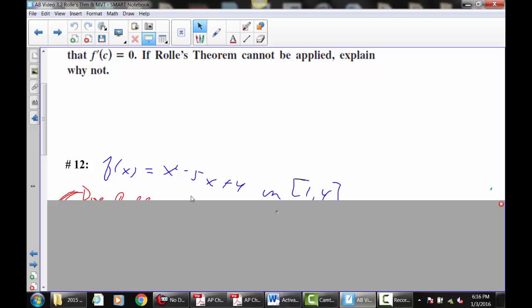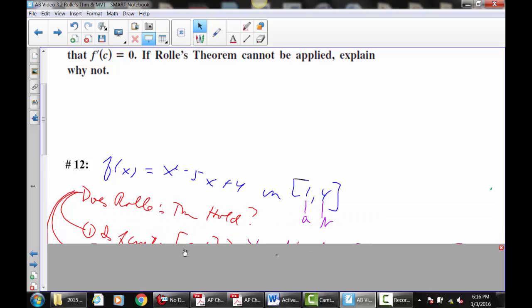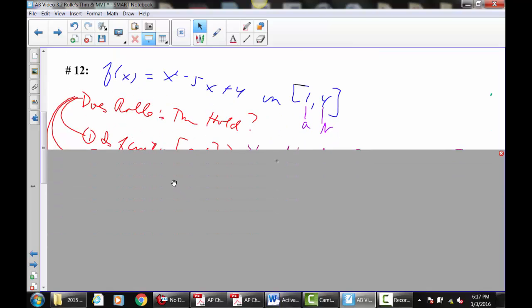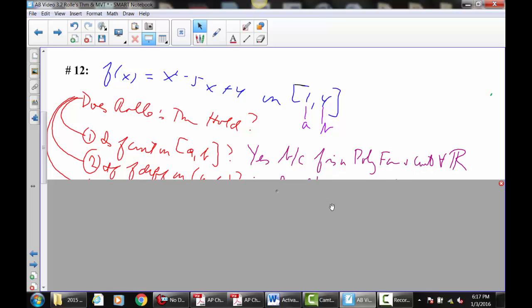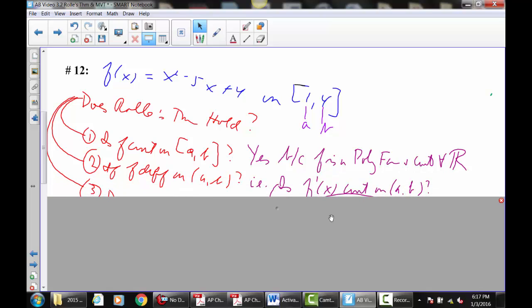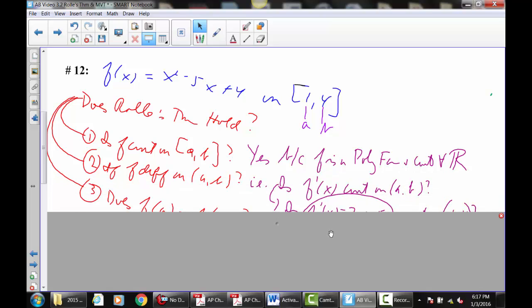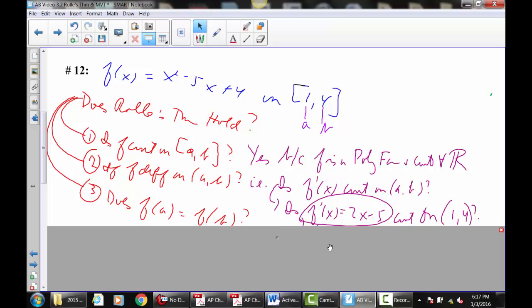So here's number 12. It's a polynomial function. That is a square there, sorry. And there's the closed interval. So you have to ask yourself, does Rolle's theorem hold? Is the function continuous on the closed interval? Of course it is. It's a polynomial function, continuous everywhere. Is f differentiable on the open interval, i.e., is f prime of x continuous on the open interval?